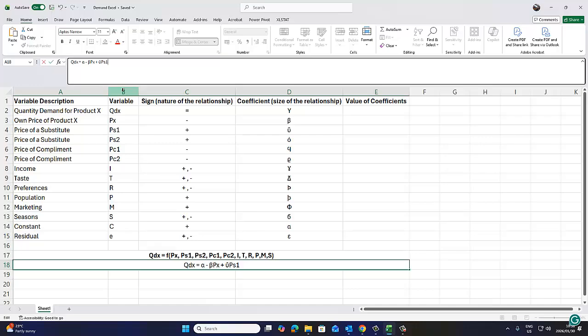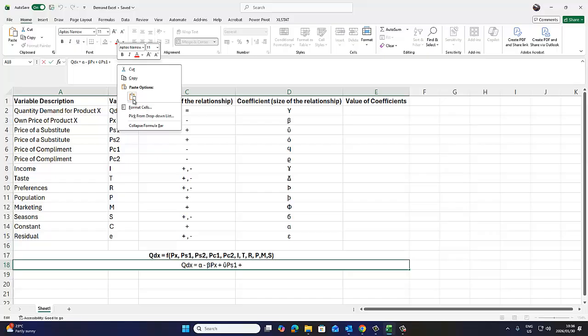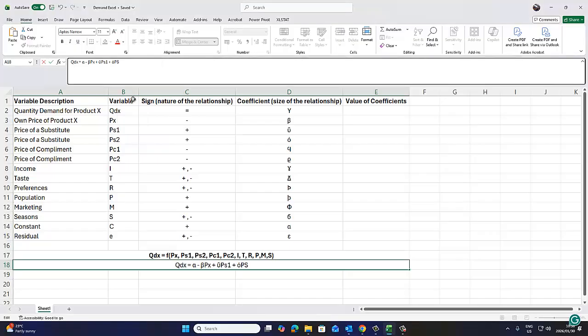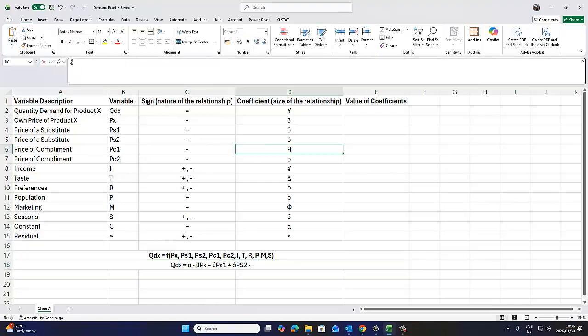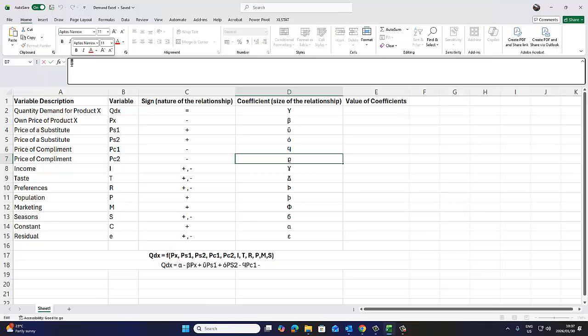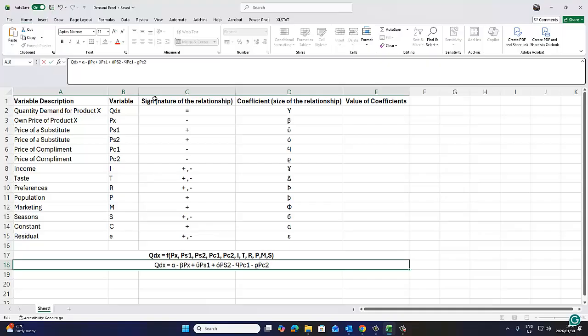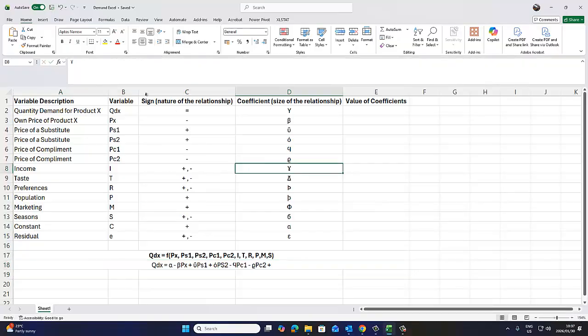then plus that sign, price of substitute 1, plus that sign, price of substitute 2, minus that sign, price of complement 1, minus complement 2. I'm going to check now if everything takes a little bit long, but price of complement 2. Then we're going to say it's a normal good, so it's plus income.